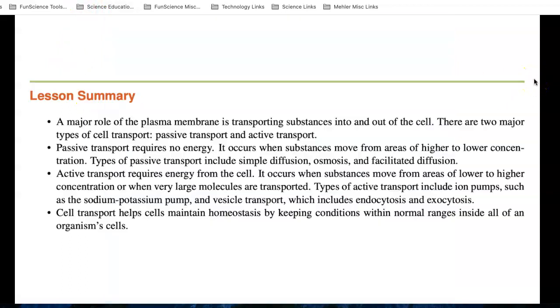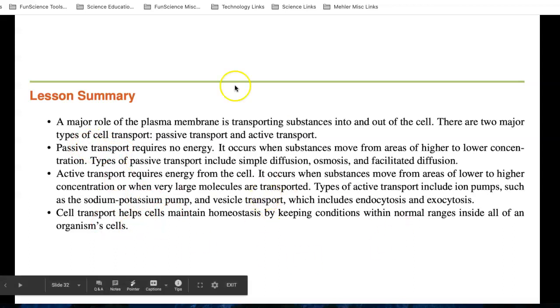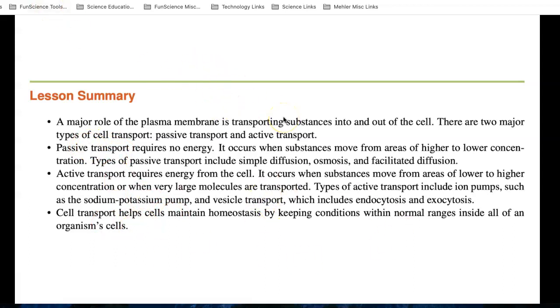So let's just review real quickly. Read the lesson summary here, the major role that the plasma membrane or cell membrane takes in transporting, know the difference between active and passive transport, and what homeostasis is. So this is the end of chapter 3. Remember, make sure you read and study the chapter, and we'll see you for chapter 4.